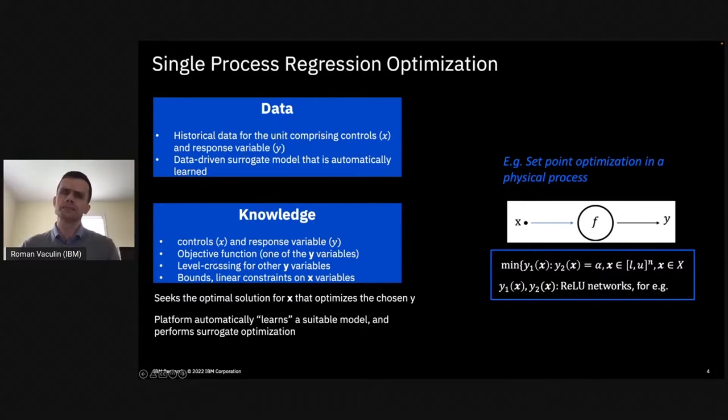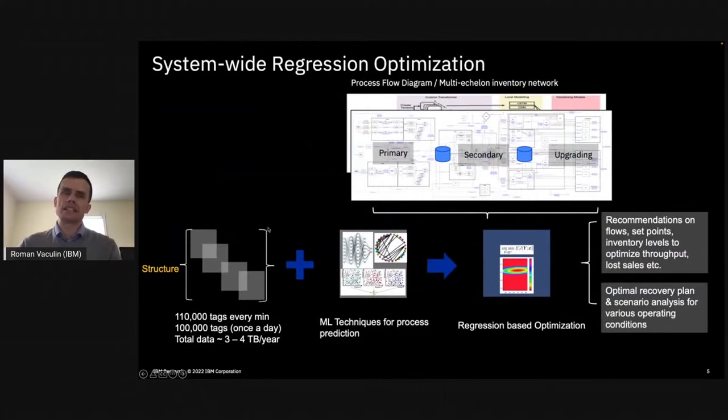And then on top of it, we use this historical data to extract, quote unquote, the knowledge about the process, which is the relationship between the controls and the response variable. And then we use it in the optimizer to optimize the output. So for example, you can think about maximizing the production capacity or minimizing the energy, right? So that's an example.